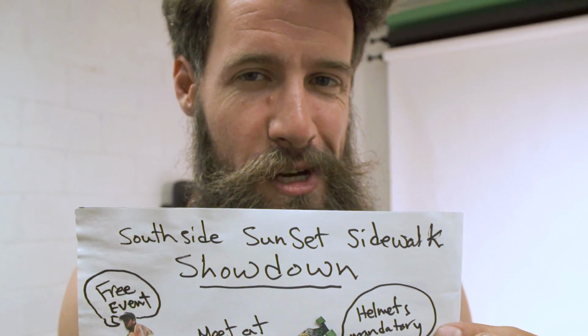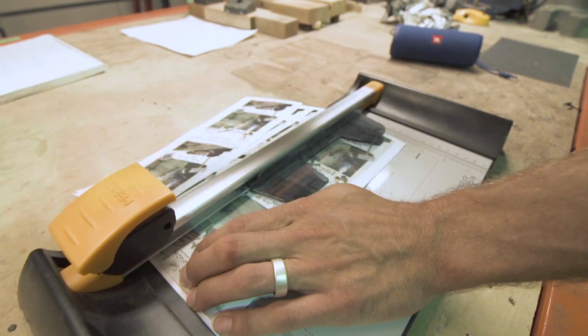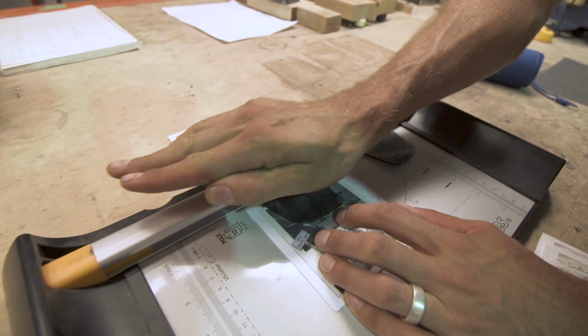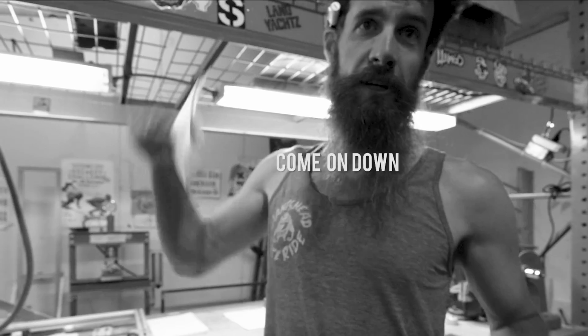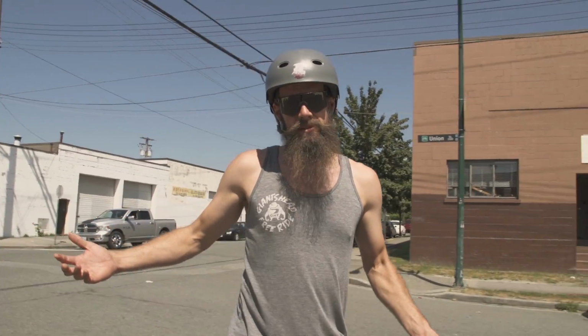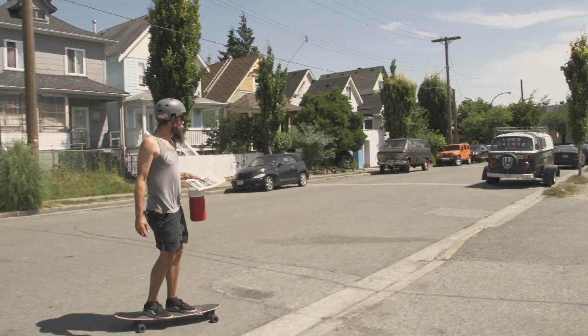Now let's make some photocopies. Making handbills is a great idea. Have them in your pocket. You see somebody on the street riding a skateboard, you can chase them down and be like, hey, check it out. Come on down. Next step is head out, put up some posters, hand out some handbills.